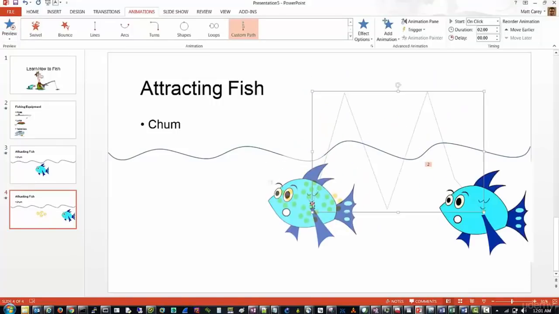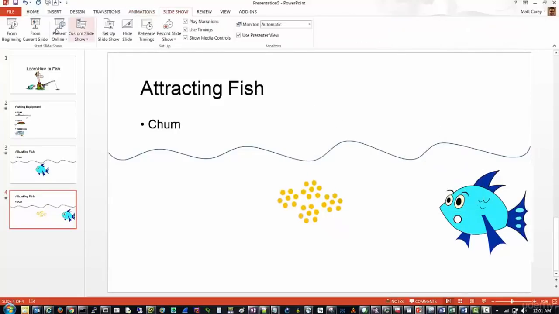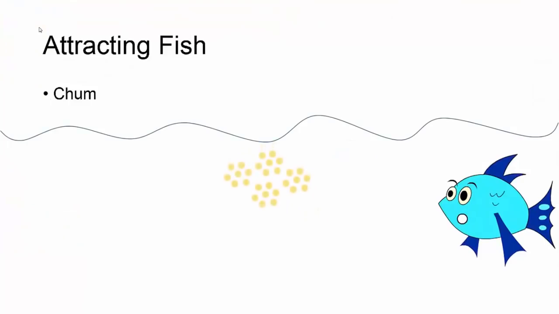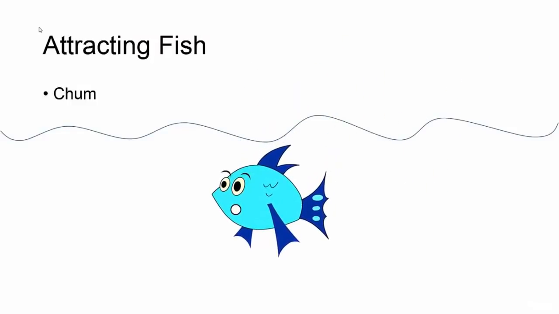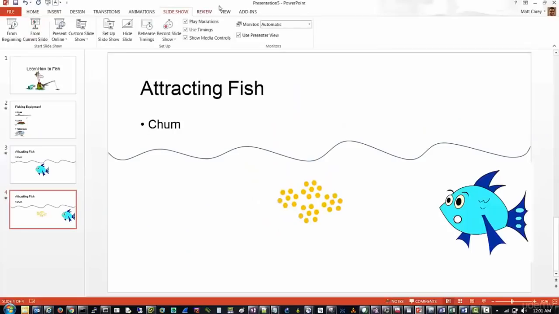Now you can see that that object followed the custom path that I created with my animation. That one is kind of quick, so I'll make that like 3. And let's actually watch it from the beginning of the slide. Whew. So there you go. That's a custom path animation.